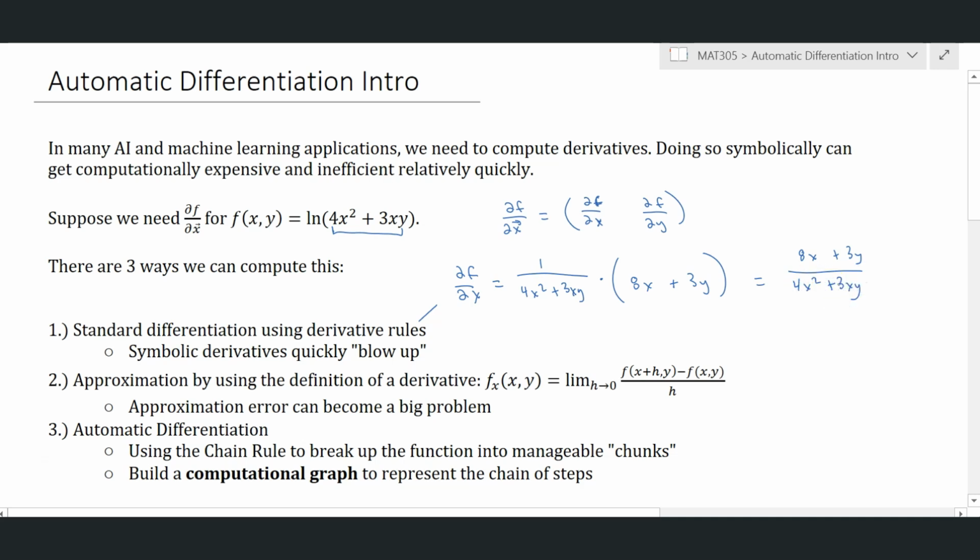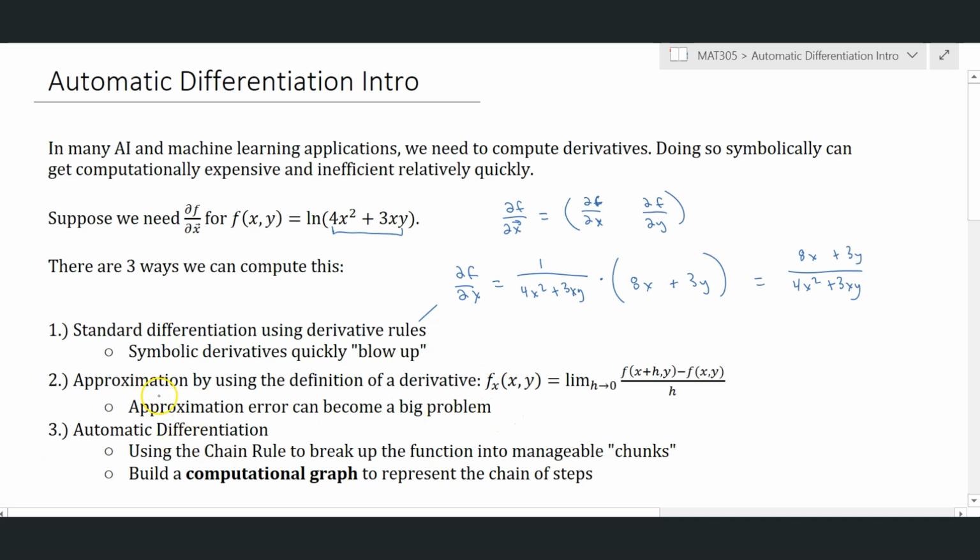Now, this is just the partial of f with respect to x. We would repeat a similar type of process for the derivative of f with respect to y. And as you can see, this is a relatively harmless looking function, and its derivative is already getting pretty large. It's much easier for certain functions to just do it symbolically, but like I said, this can quickly get pretty messy. So we want to try to avoid that, and we want to avoid the computational inefficiencies that come with it.